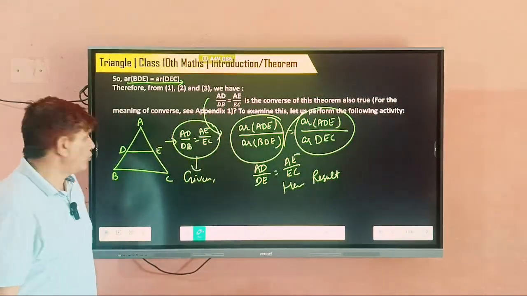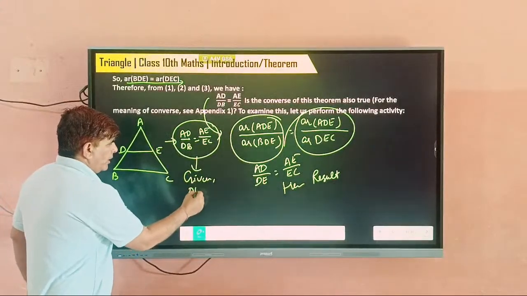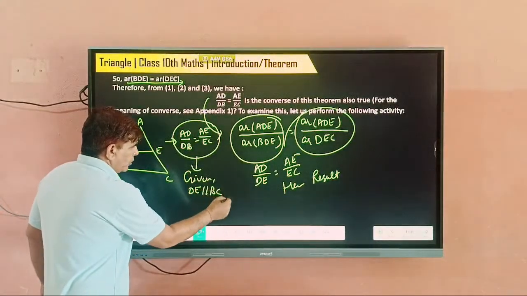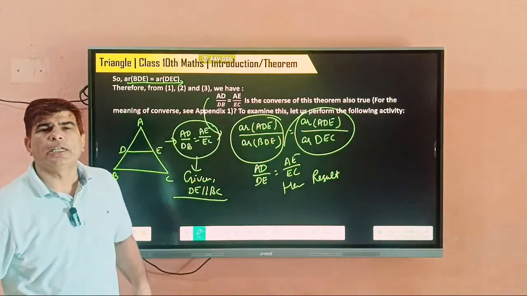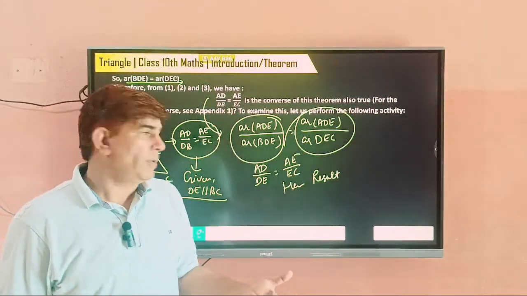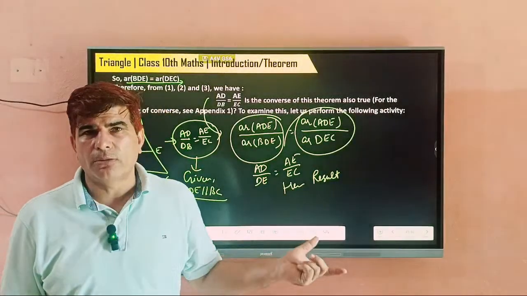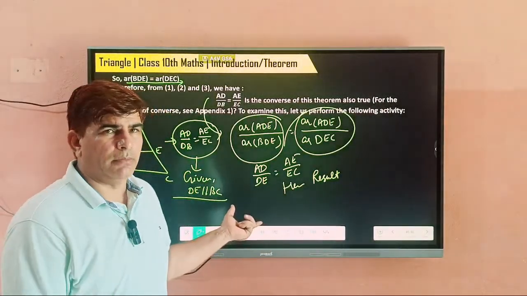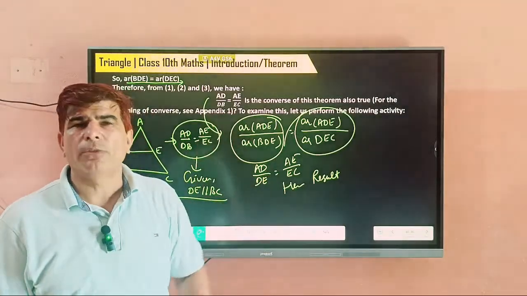what do we have to prove? You have to prove whether DE is parallel to BC or not. This is the converse of the BPT. Converse of BPT: one activity is given, and this is also possible. One activity is given, and after that the proof of that theorem is given.